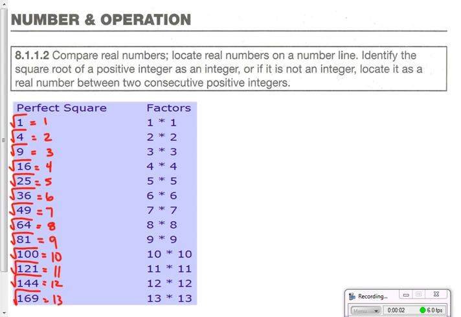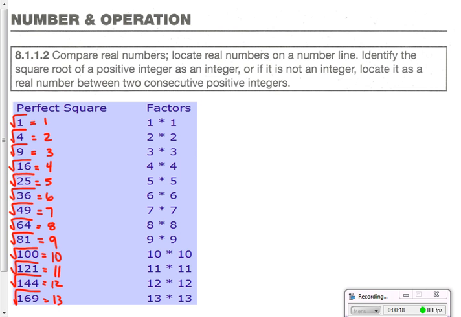Standard 8112, compare real numbers. You're going to locate real numbers on a number line. You'll need to identify square roots of positive integers as an integer, or if not an integer, you're going to need to locate these real numbers between two consecutive positive integers.